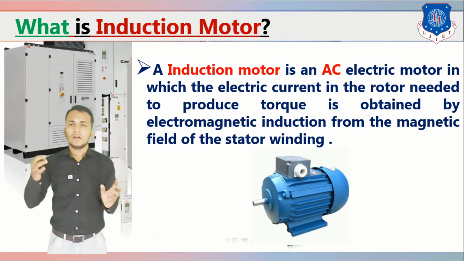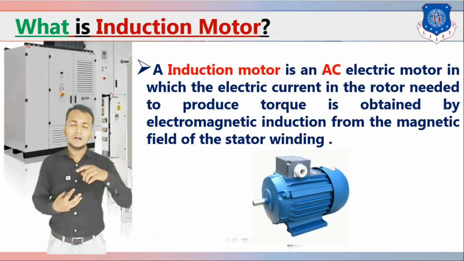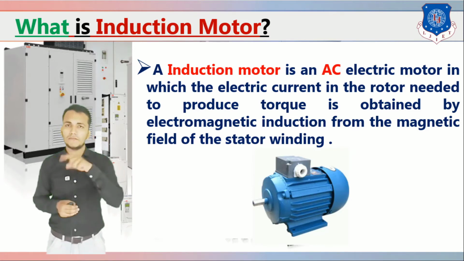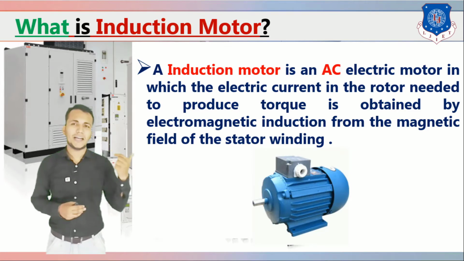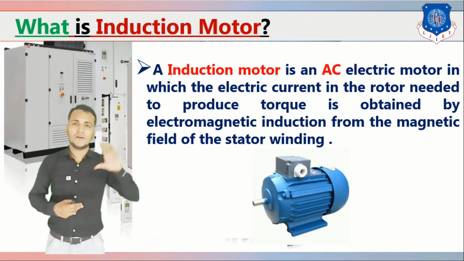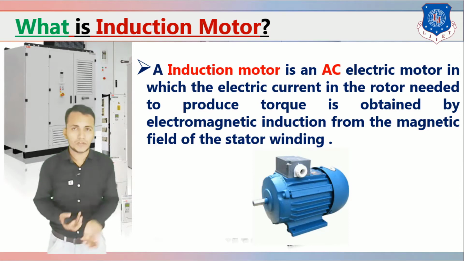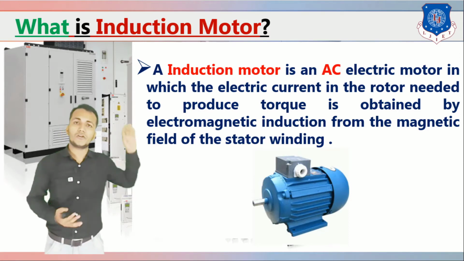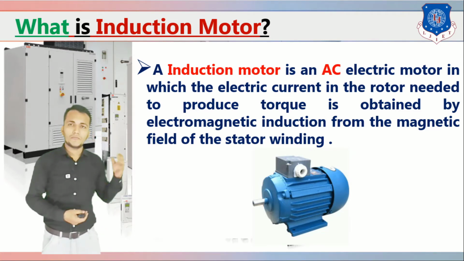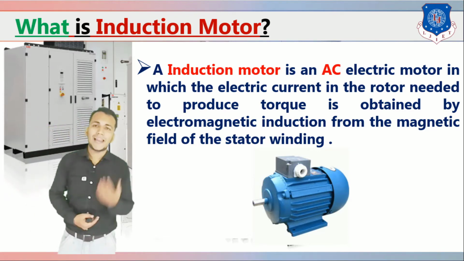Whenever we give a 3-phase AC supply to the stator winding, it produces a rotating magnetic field in the air gap between stator and rotor, because the 3 phases, R phase, Y phase and B phase, have a 120 degree phase shift. The rotating magnetic field produces an EMF in the rotor circuit by electromagnetic induction, so it gives torque to the rotor. In this way the induction motor works. So the induction motor is an AC motor and it works on the principle of electromagnetic induction.